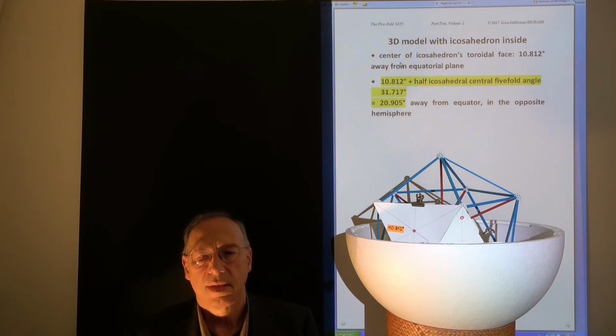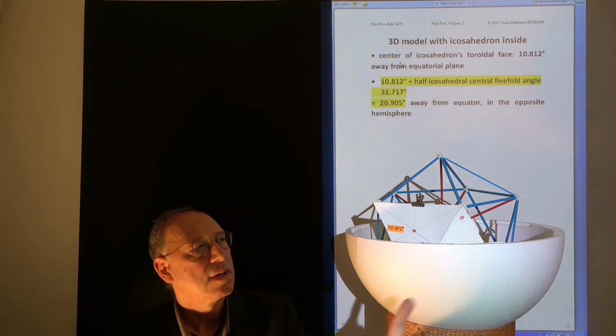Now, what about the secondary peak in the density of sunspots, which is found to be at 20.5 degrees since Young in 1881 and confirmed rigorously by the analysis of Chang in 2012? Well, if you subtract from the latitude of the center of the toroidal face the value of half the icosahedral central fivefold angle, which is 31.7 degrees, you find 20.9 degrees. But this will be because of the subtraction in the opposite hemisphere.